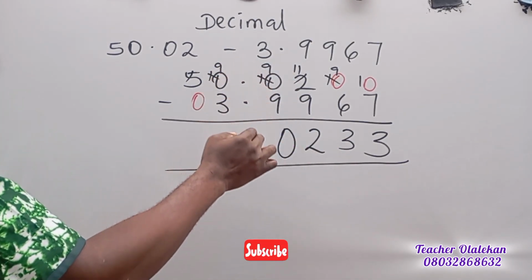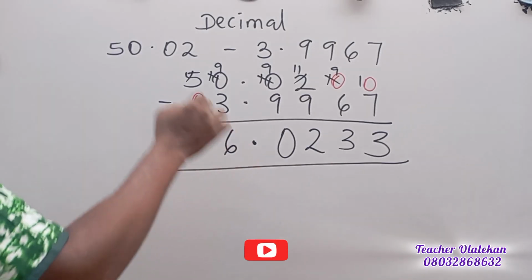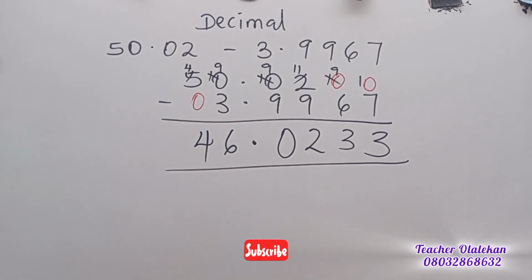As you are leaving the point, bring it down at the middle. Right, 9 take away 3, that's 6. And of course, this is 4 because we borrowed before, and that becomes 4. So this is how to subtract decimal numbers.